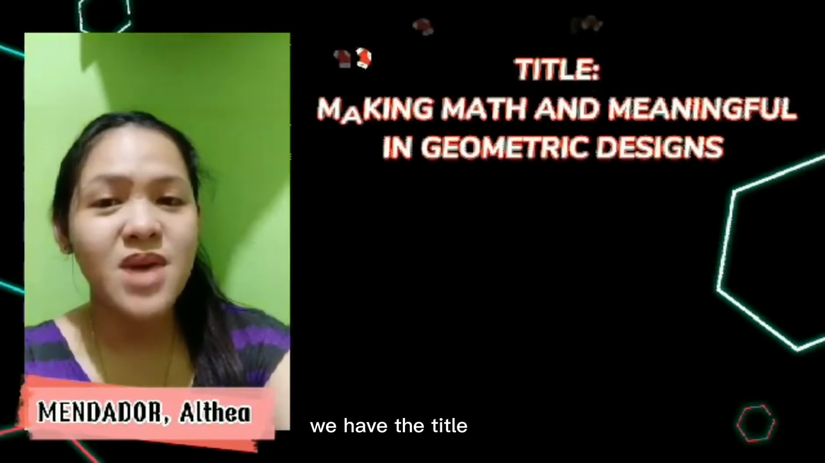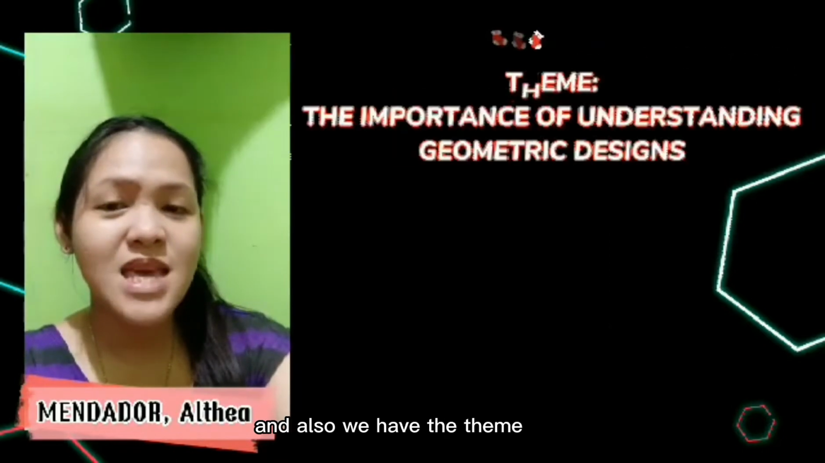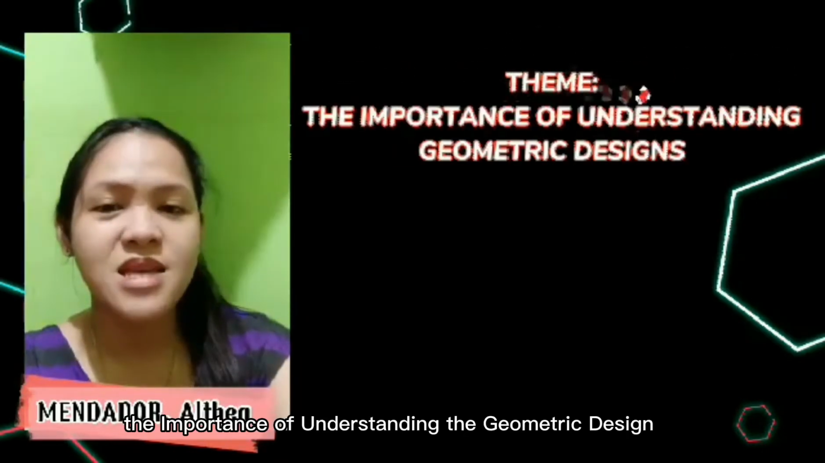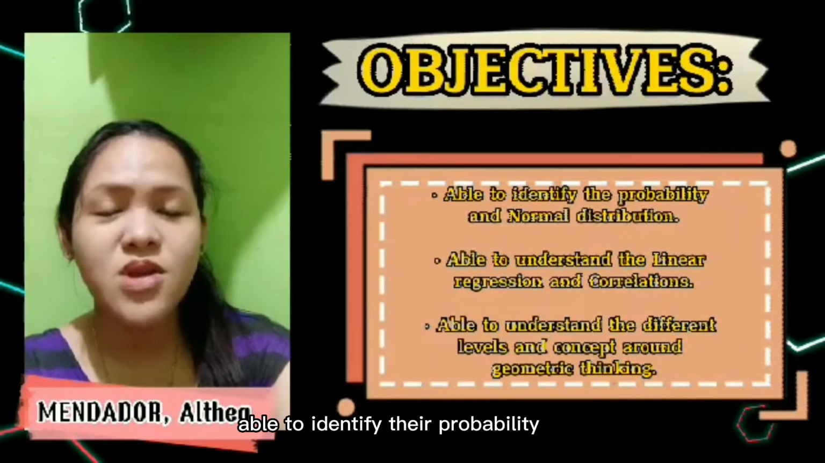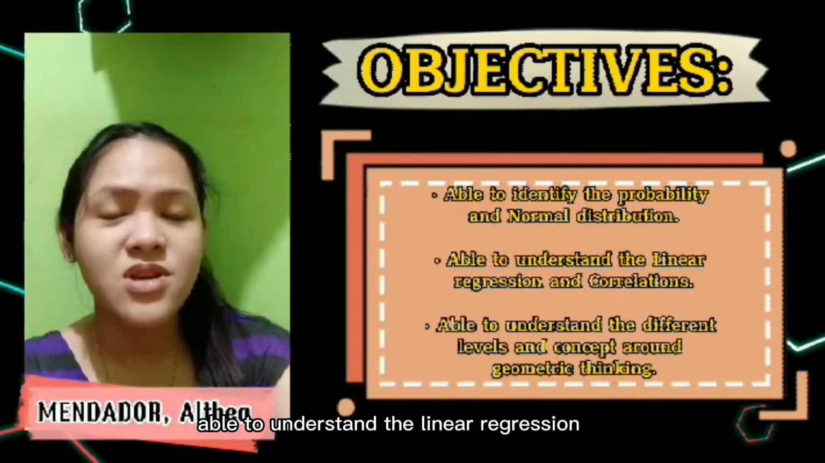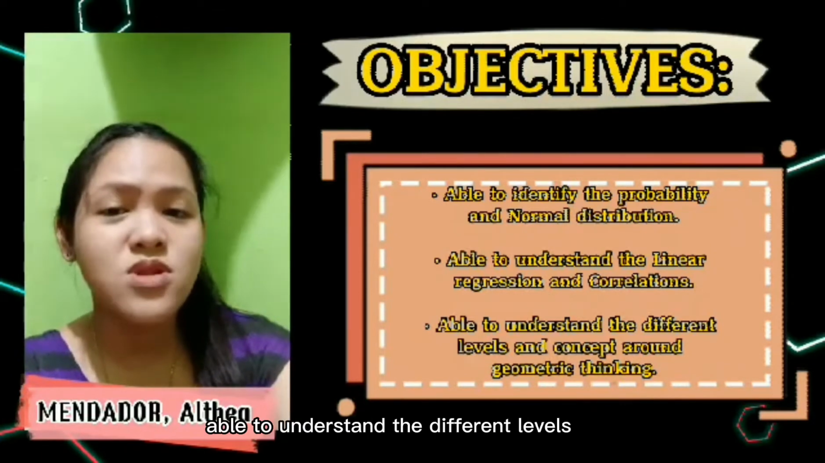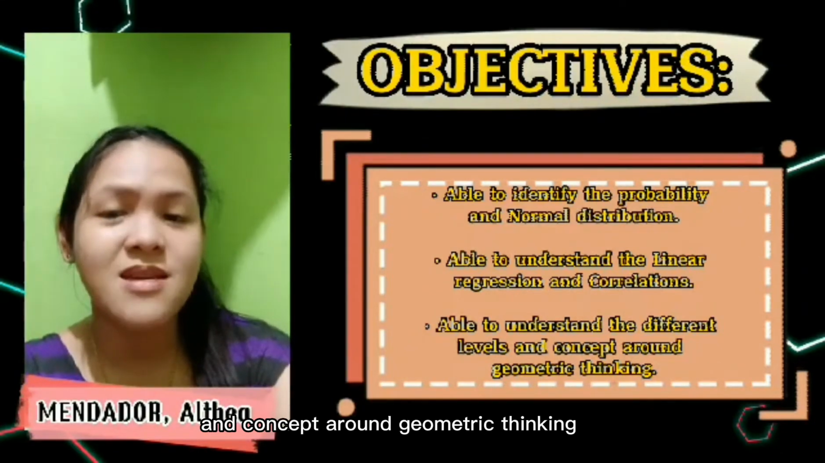We have the title Making Math Meaningful in Geometric Design, and the theme The Importance of Understanding the Geometric Design. In our objectives, we want to be able to identify probability and normal distribution, understand linear regression and correlation, and understand the different levels and concepts around geometric thinking.